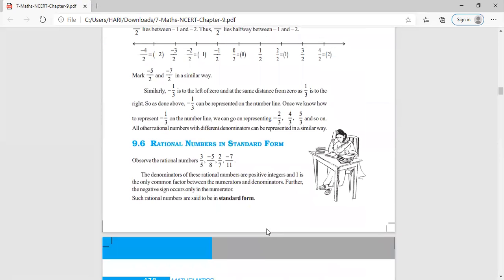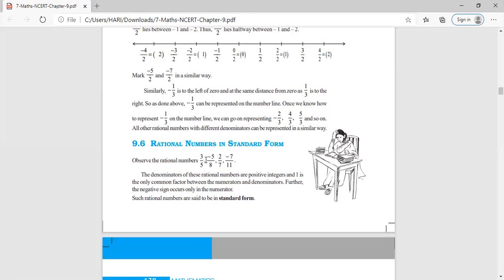Now the next topic is rational numbers in standard form. Now we will consider the rational numbers 3 by 5, minus 5 by 8, 2 by 7, minus 7 by 11. If you observe these rational numbers, we can see that the denominators are positive in every case. So 3 by 5 is a positive rational number, minus 5 by 8 is negative, but the denominator is positive. In the same way, the last one, minus 7 by 11, is a negative rational number, the numerator is negative, but the denominator is positive.